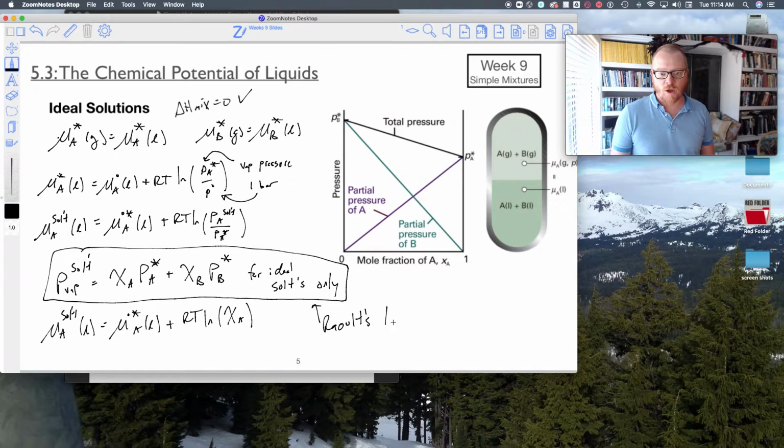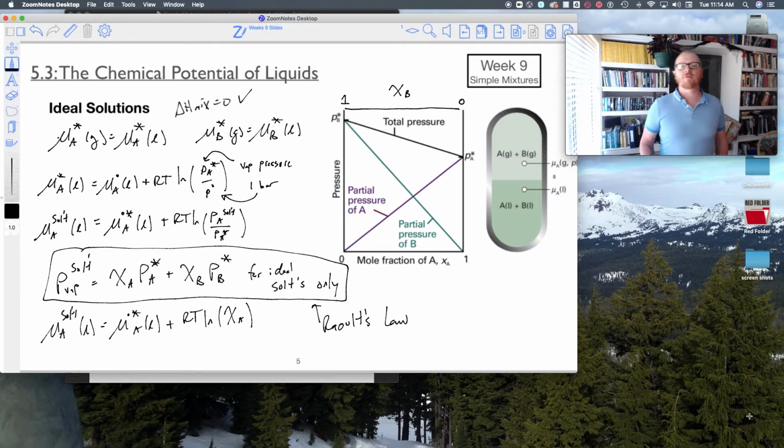R-A-O-U-L-T. Raoult's law. Okay? So here's a graph of Raoult's law. If we look at this, the mole fraction of A goes from 0 to 1, and of course I could also make another axis up top here and write that as chi B. When the mole fraction of A is 1, the mole fraction of B is 0, and when the mole fraction of A is 0, the mole fraction of B is 1.